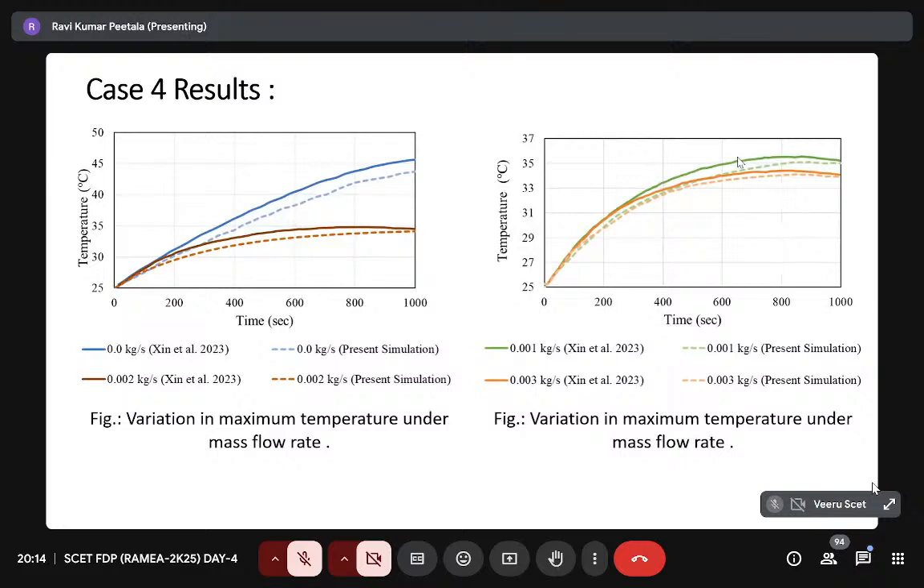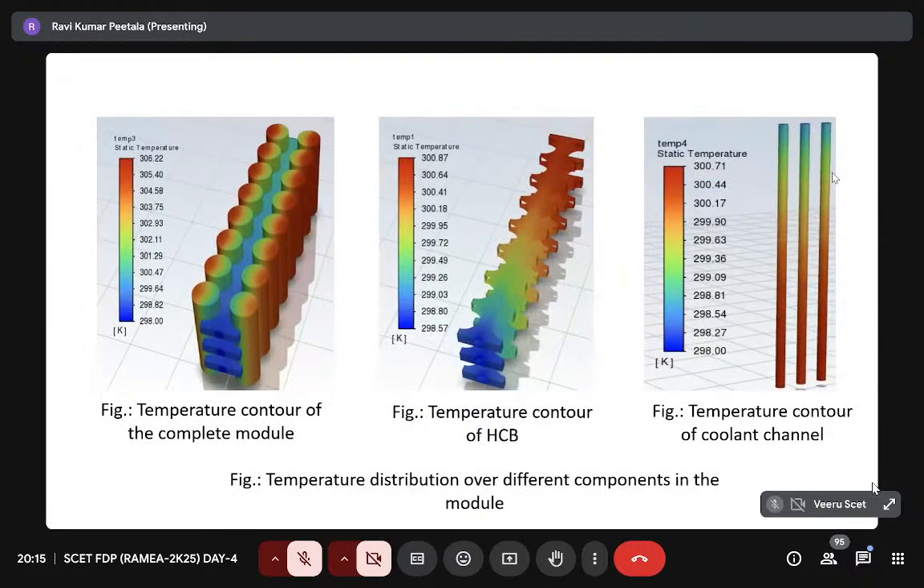Then I compare my results with the open literature, which is Jing et al., and it is in good agreement with their results. The temperature increases across the various mass flow rates, by hardly 35 degrees. So these are the temperatures we observed in the temperature contour, and the complete module is shown like this.